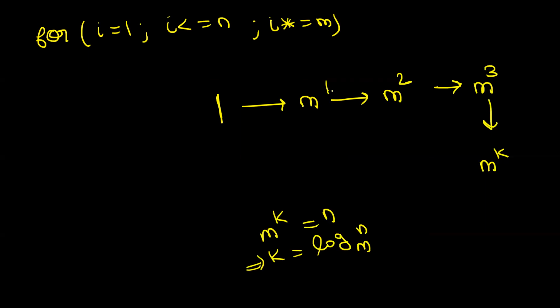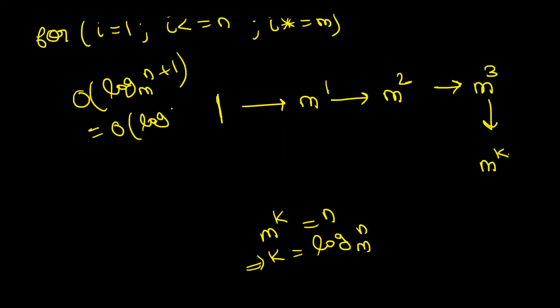So k times, and for i equal to 1, the loop is running once. So total number of times the loop has run is k plus 1. That is big O of log n to the base m plus 1, which you can approximate to big O of log n to the base m. But long story short, if you are multiplying anything by m every time, or dividing anything by m every time, then it is log n to the base m.